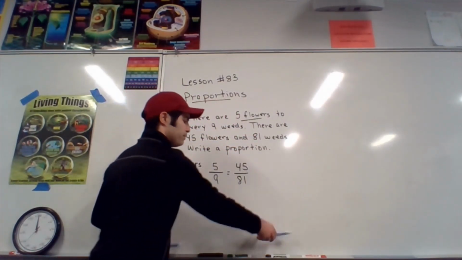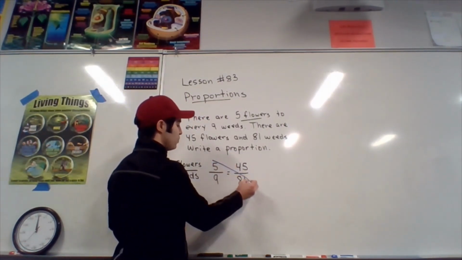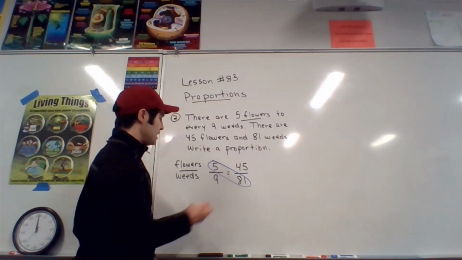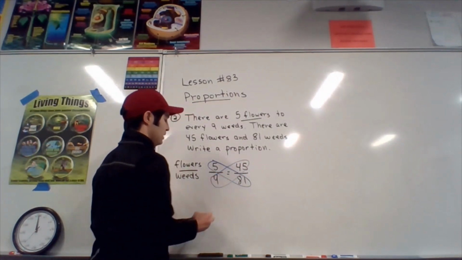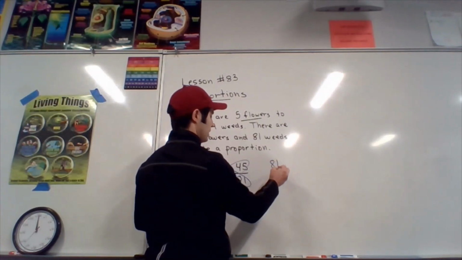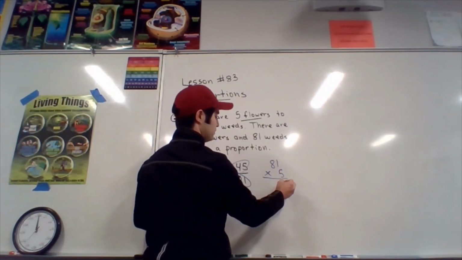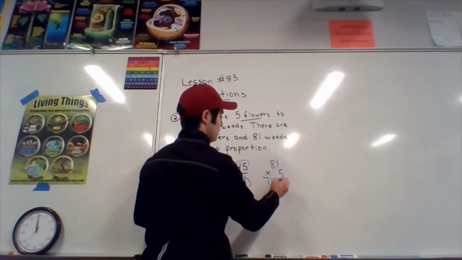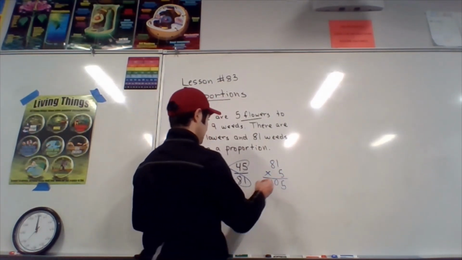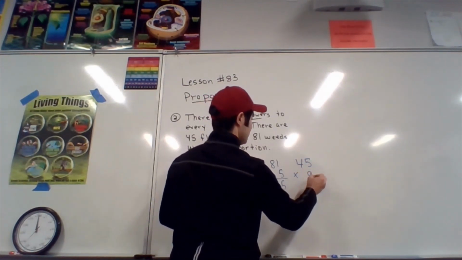Hopefully this, oh, that's the marker that's dead. Okay, 5 times 81. Okay, and 9 times 45. Let's see if those two numbers are equal. So do some scratch work. 81 times 5. 5 times 5... 405. And let's do 45 times 9.